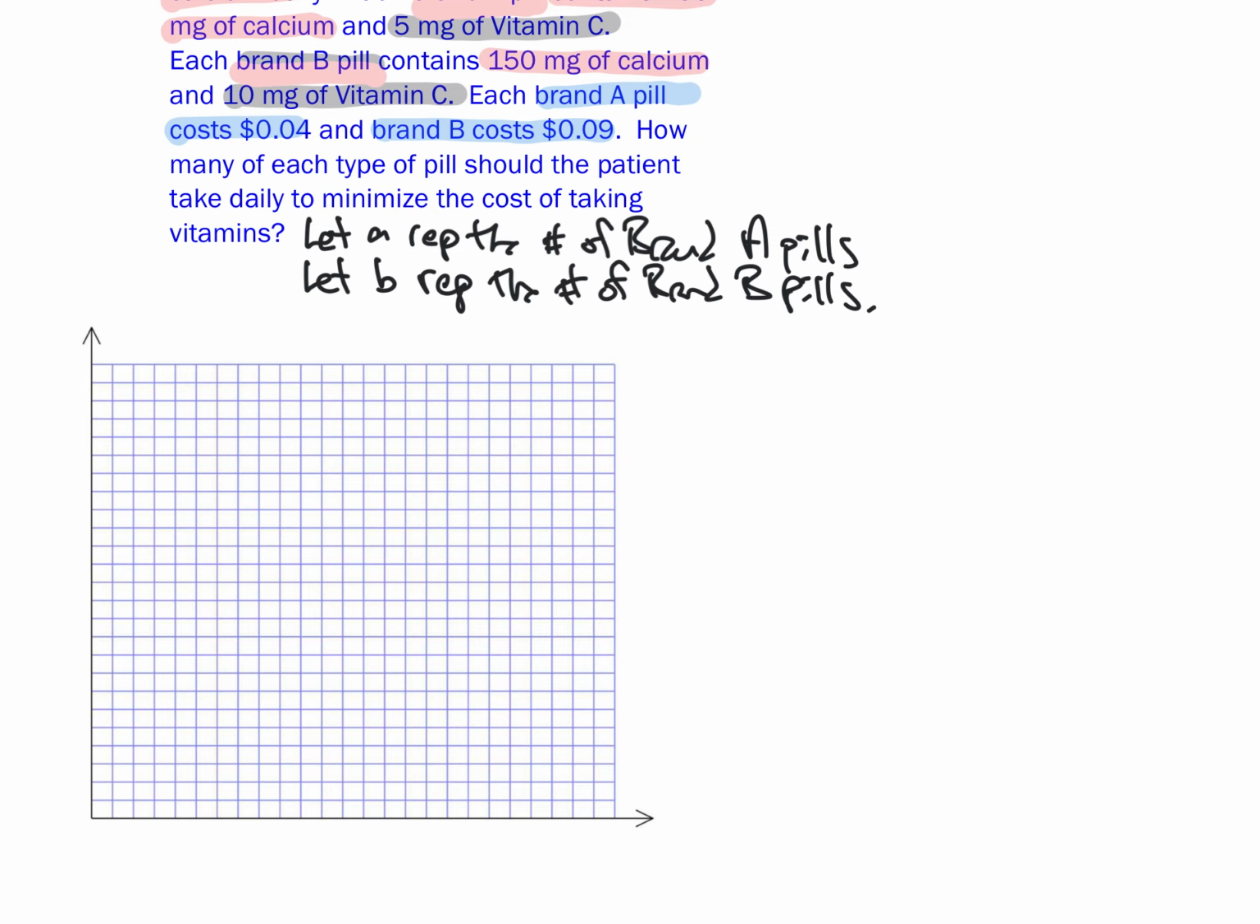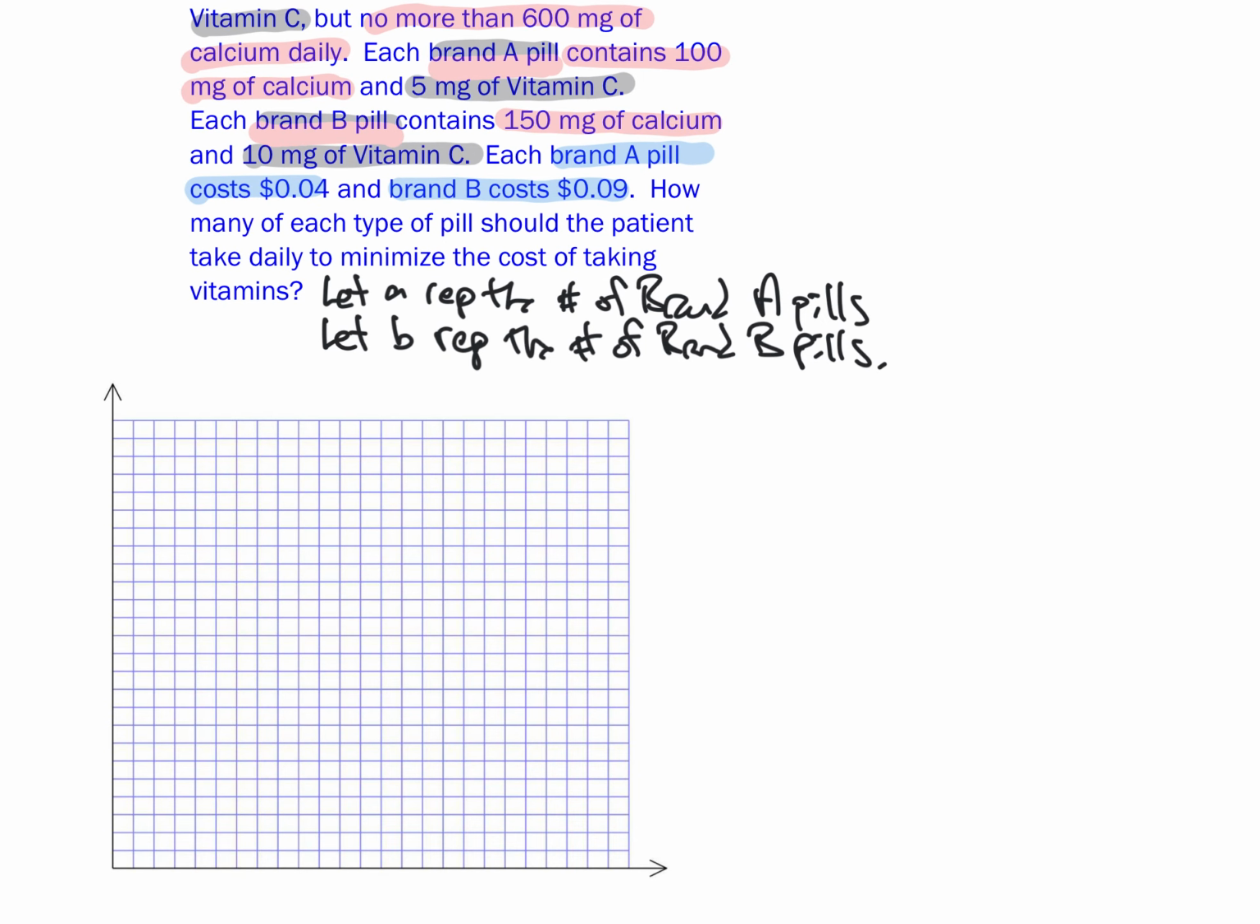So the quantities that we are trying to come up with have to do with what? What are the inequalities going to be based on? Amount of what? Vitamins? Yes, but pick something that's going to be specific. Vitamin C and calcium. That's right.